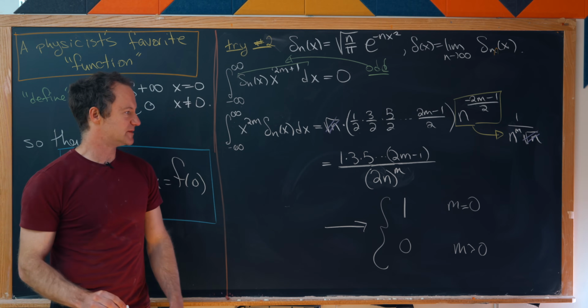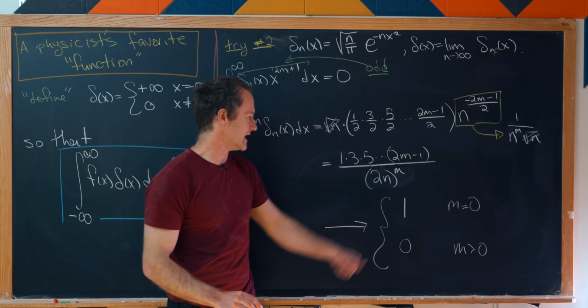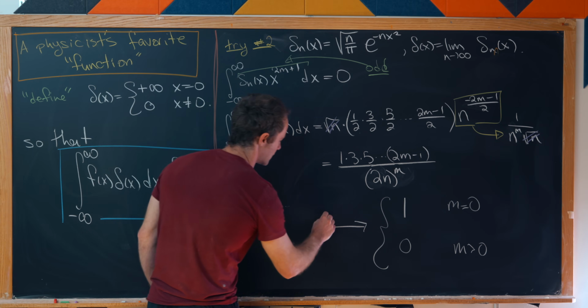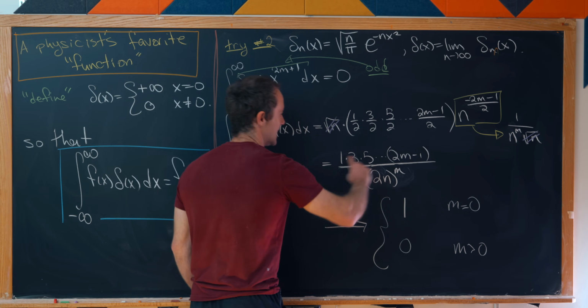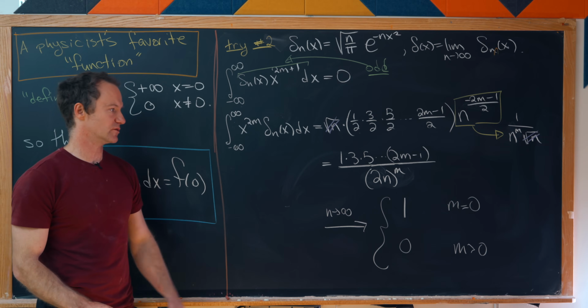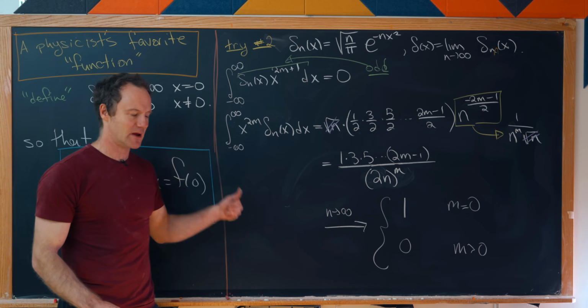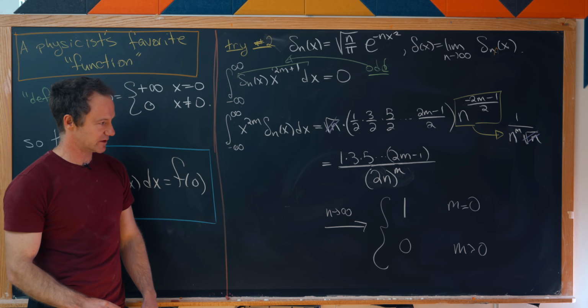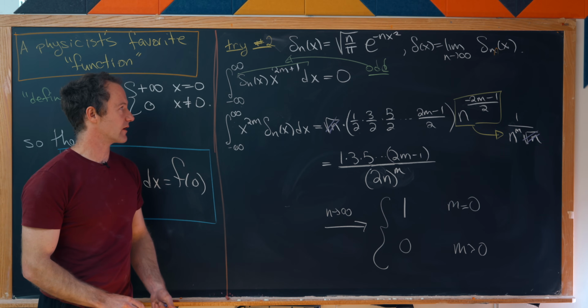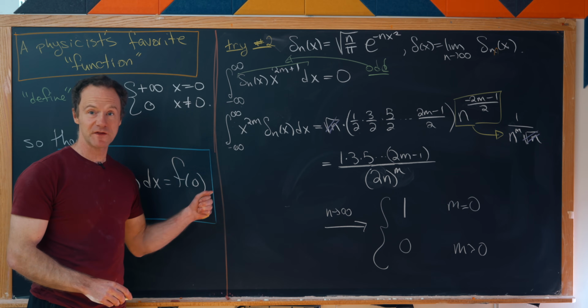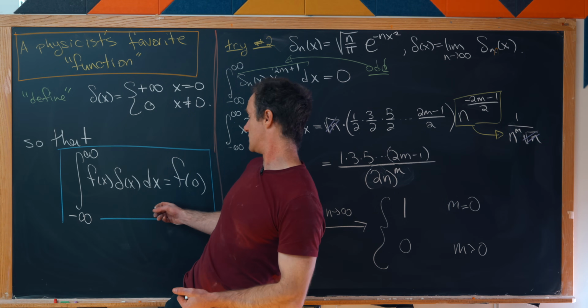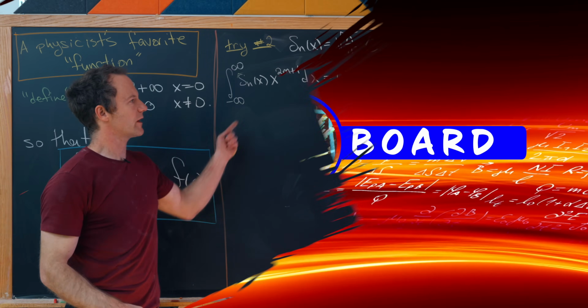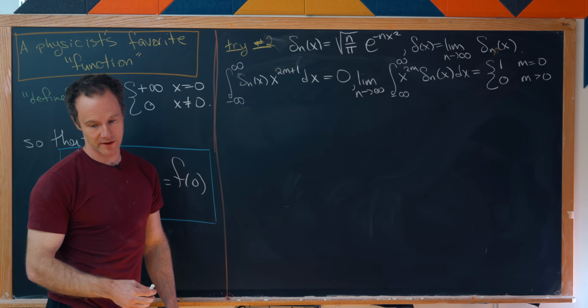That's because if m is bigger than 0, we've got a power of n in the denominator, which is going to overtake this large product which is in the numerator. Notice we're fixing m and then taking the limit as n goes to infinity. So that's what we get right here. Okay, so now let's put this information together to get this result. Okay, so these are the two results that we came up with.